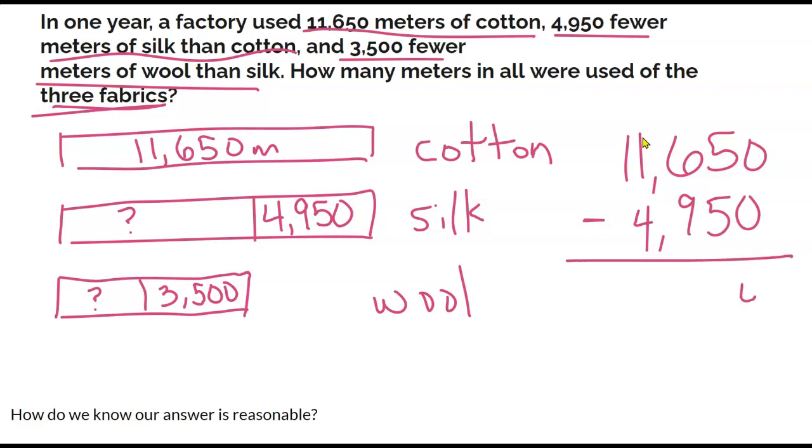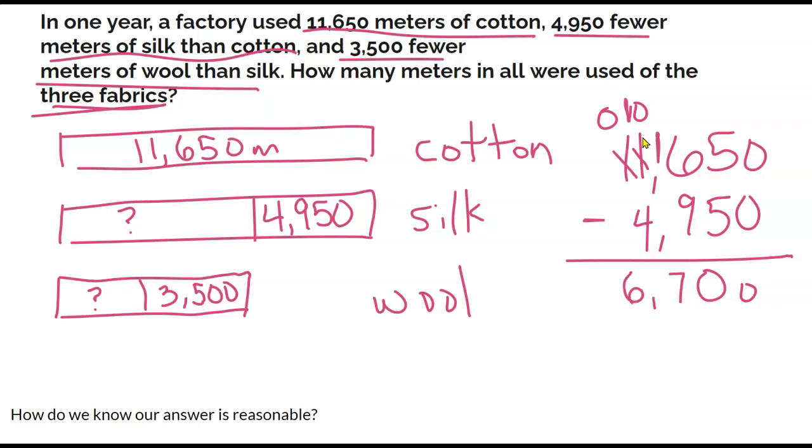So 0 minus 0 is 0. 5 minus 5 is also 0. 6 minus 9, can't do that. I'm going to go to my thousands. I'm going to take that 1,000, turn it into 10 hundreds. So 16 take away 9 is 700s. Then I have 0 thousands. I need to take away 4. Can't do that. So I'm going to take my 10,000 and change that into 10 thousands. So I have 10 take away 4, which is 6.